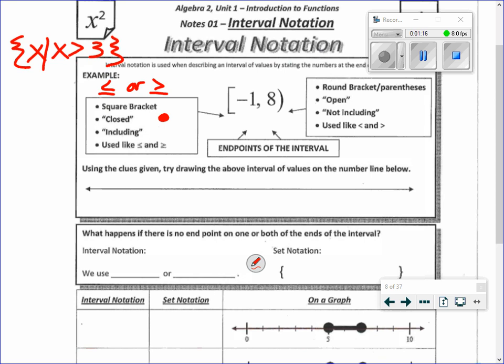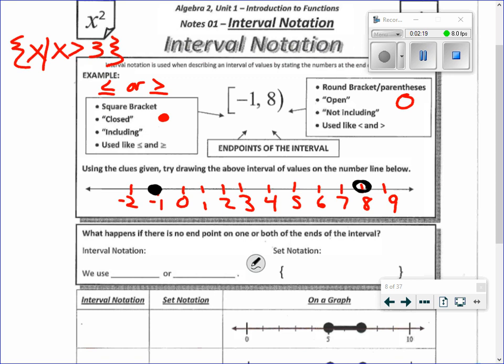And then your round bracket, those parentheses, are used when you would be using your less than or greater than symbol. What would that look like on a number line? Yeah, your open circle. So let's take a second on this number line below. Let's say our interval is from -1 to 8. First, at -1, what type of circle would we have? Closed, right, that filled-in circle. And then at 8, what type of circle would we have? Open, right.